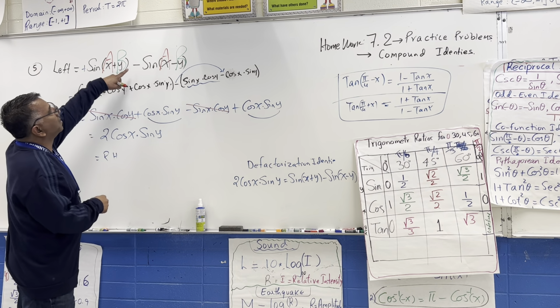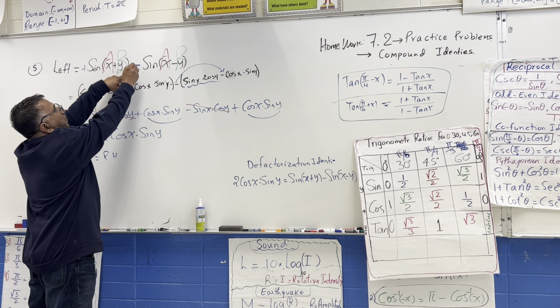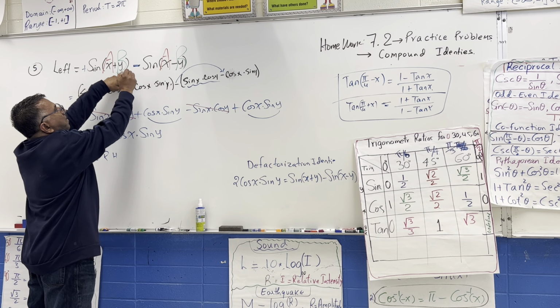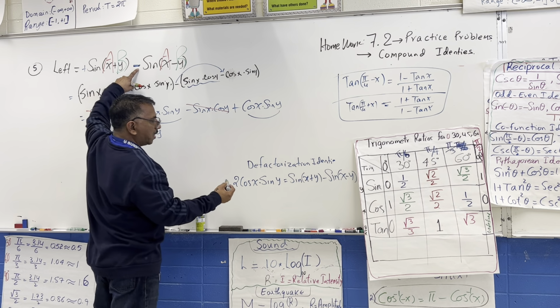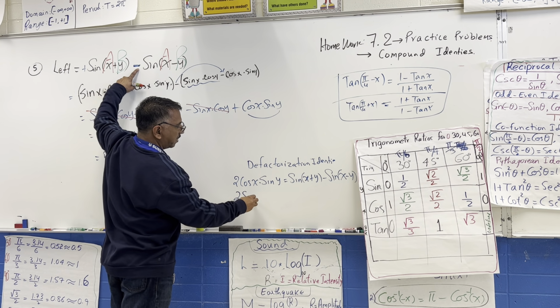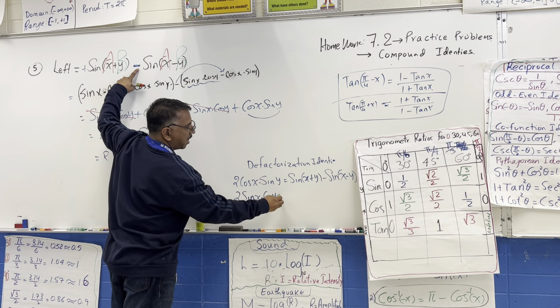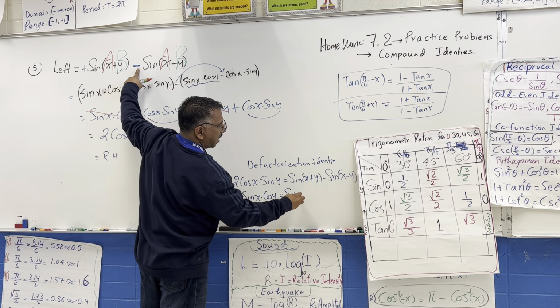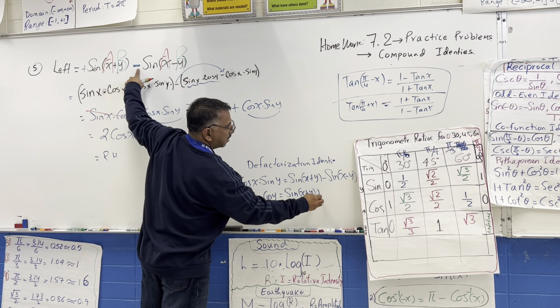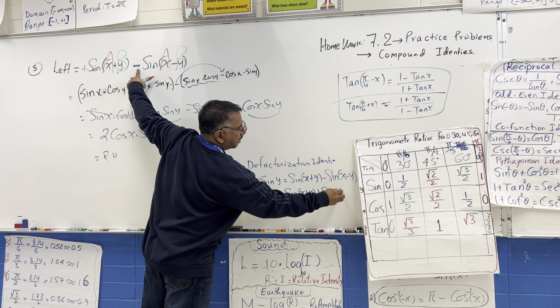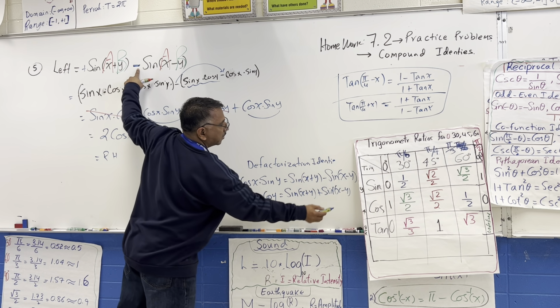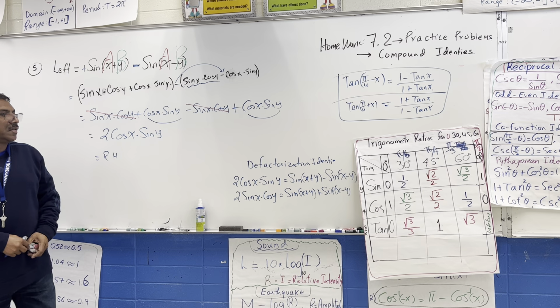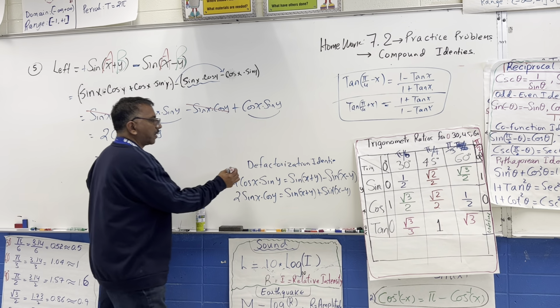This is because you subtracted, okay? Just imagine if there was an addition, there's another formula: 2 sine x cos y is sine of x plus y plus sine of x minus y. Is that okay? So it's kind of a new set of formulas called the factorization formulas.